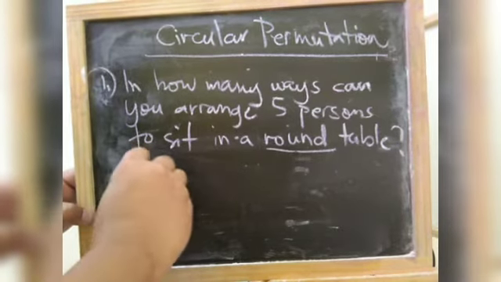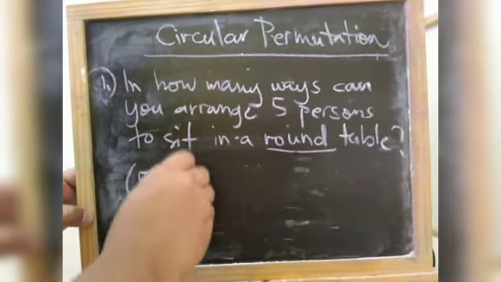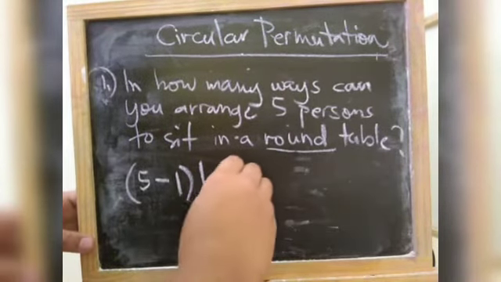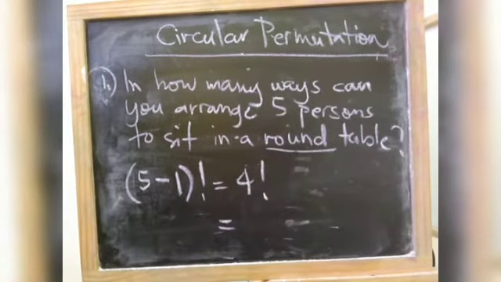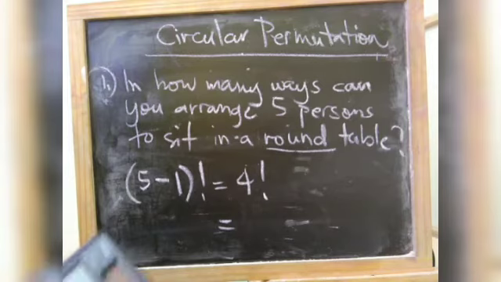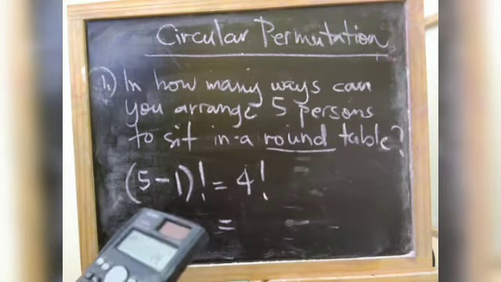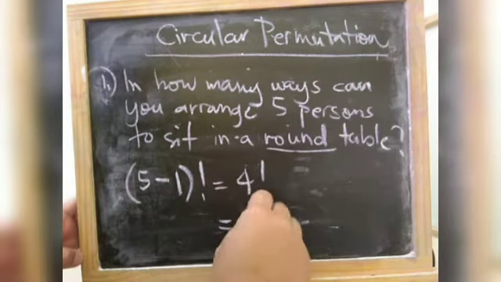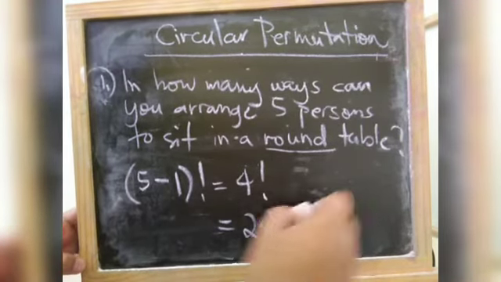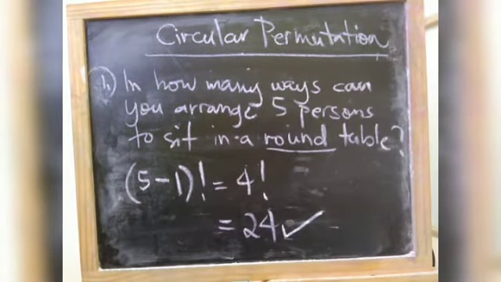So, for the formula, that would be 5 minus 1 factorial. So, 5 minus 1 would be 4 factorial. Then it is easy, just use your calculator. So, what will 4 factorial be? If you have answered 24, then your answer is correct. So, there would be 24 ways that you can arrange 5 persons in a round table. So, it is that easy.